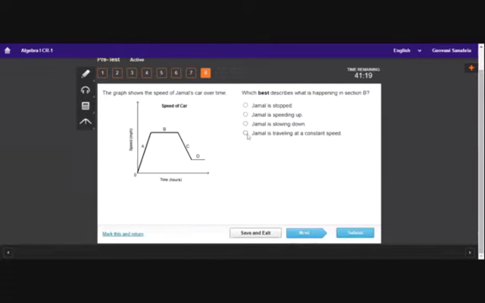This one right here. It doesn't mean that they're stopped. The speed is just constant. The speed is not changing. The only way Jamal would be stopped is if, at 0, when it touches the x-axis, the speed is 0, and that's just when he's starting out. So, cool, that one.